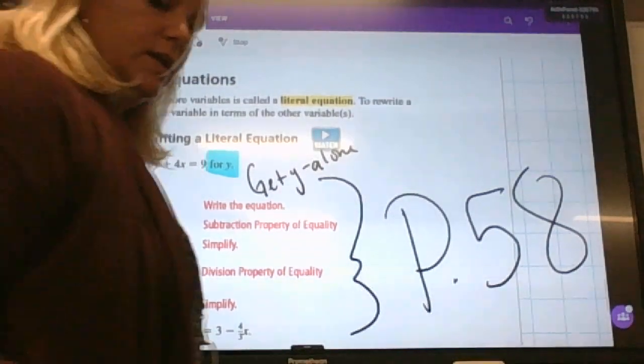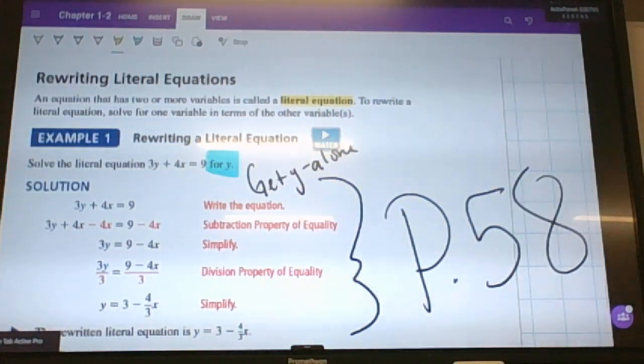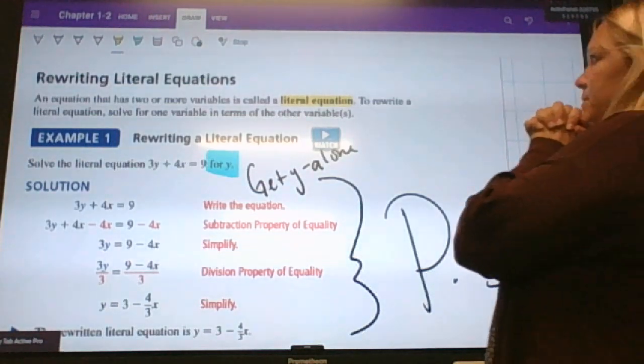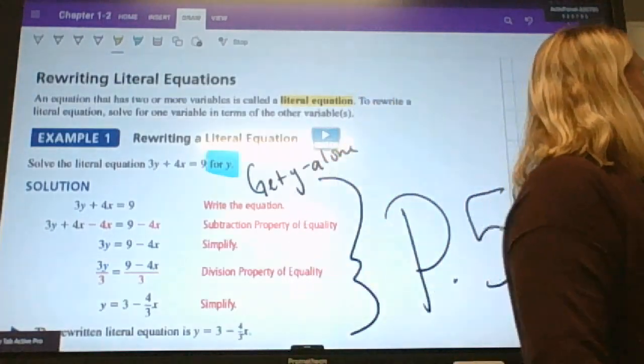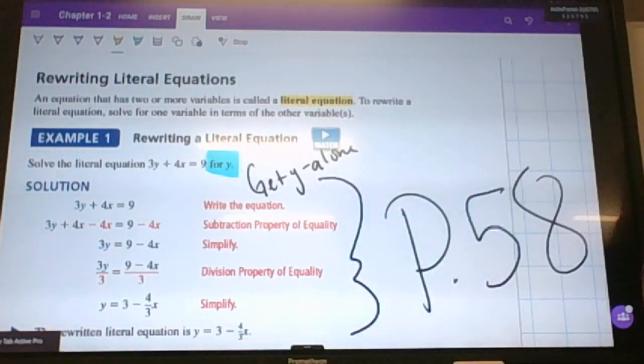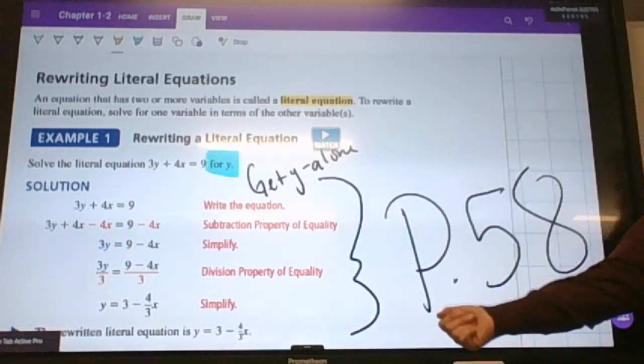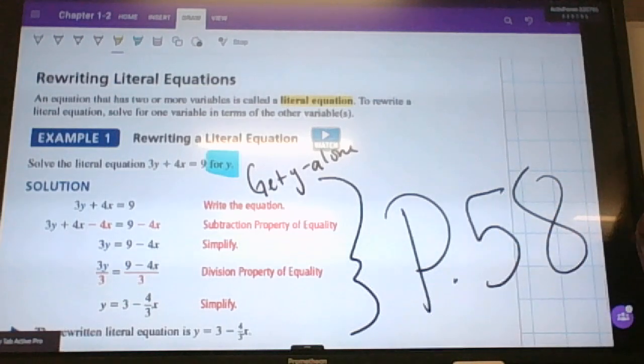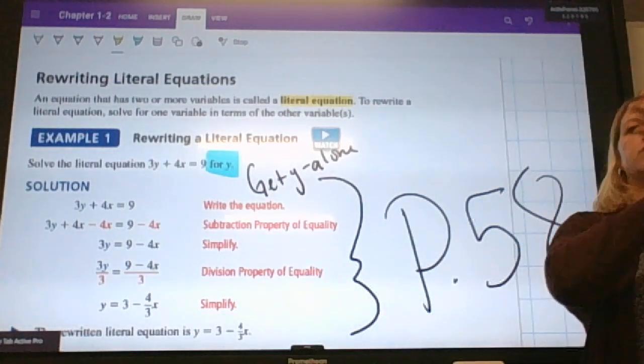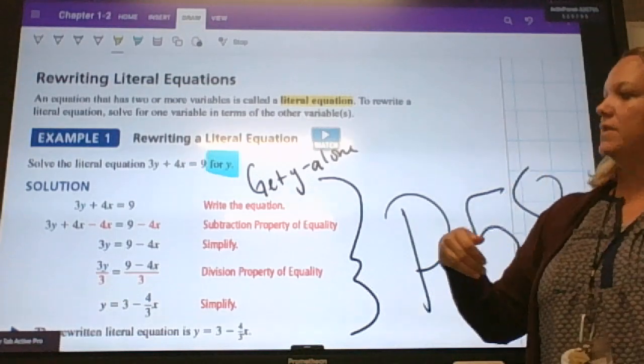All right, I'm going to get into this a little bit now, which does not mean you start talking. But let me explain what you're looking at. You pick one letter to get alone. There's many of them. You'll be asked to get one alone. This is all about rearranging, like you rearrange a room. You're just moving things around.